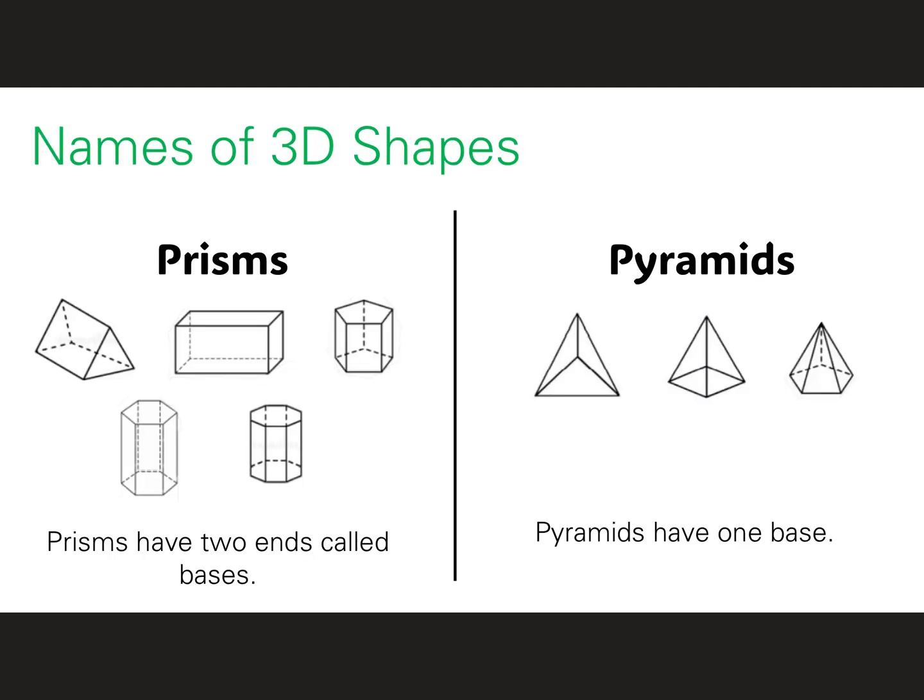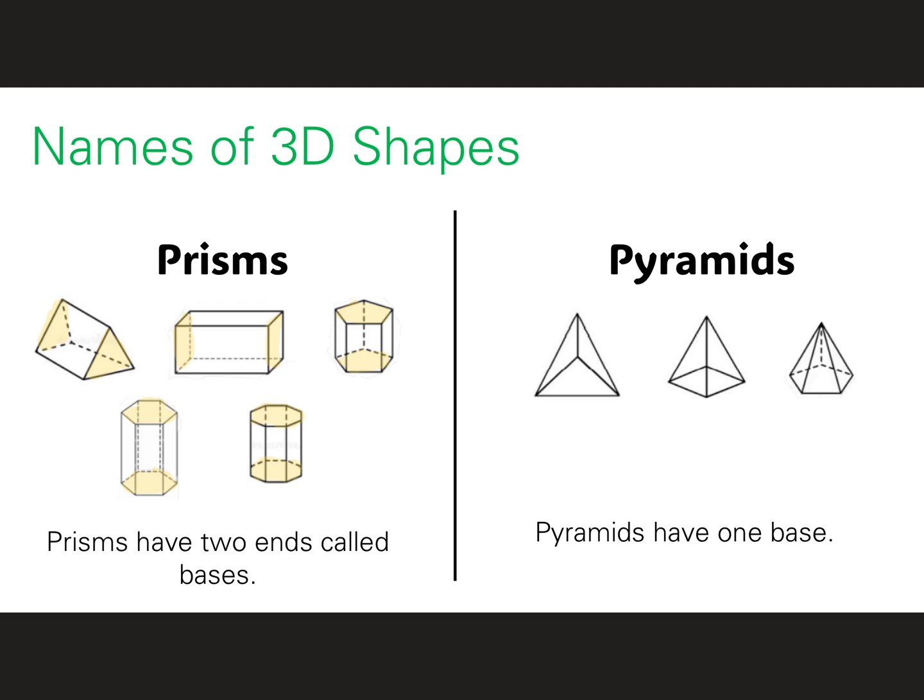All right, lastly, I want to talk to you about how we name our shapes. And right now we have two main categories of shapes, prisms and pyramids. A prism has two ends, and we call those ends bases. Let's see if I can highlight some of them. Okay, there you go. Do you see the two ends, what we call the two bases?